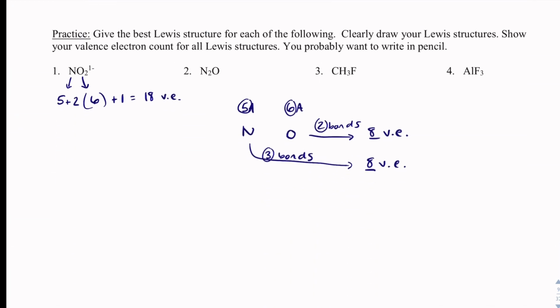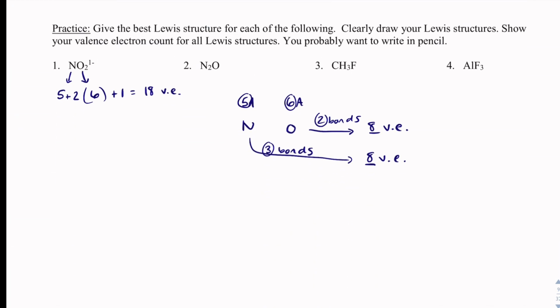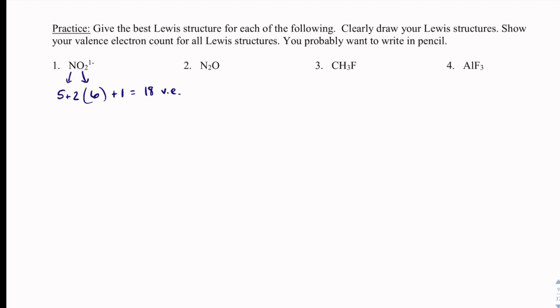And so here, this would be nitrogen. Now, most of the time it's going to be easy to see that nitrogen is our unique atom, and so it will go in the middle. So we're going to put a nitrogen in the middle, and I'm going to bond it to oxygen. Okay, so I'm going to do something that looks like this.